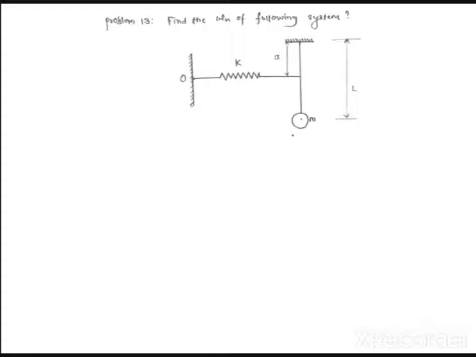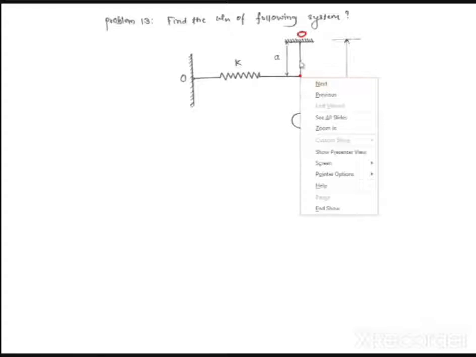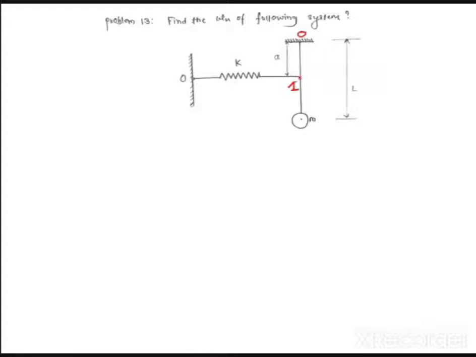Now you can see again a simple pendulum, right? The simple pendulum is suspended at point O. It is having a length L. It is having a stiff spring connected at a distance a. Let me call this point as point 1 for your understanding. So the spring is connected at point 1, and the distance between the point O and 1 is given as a.